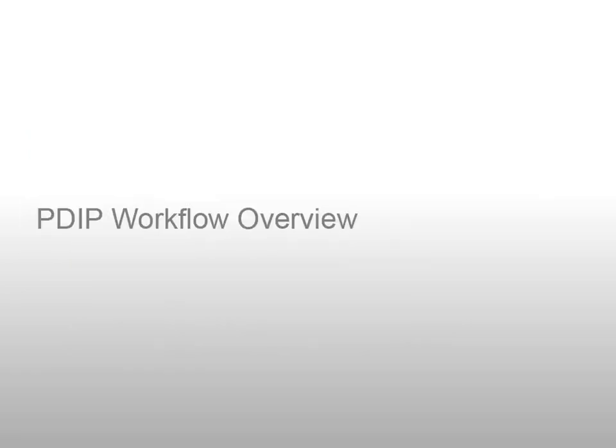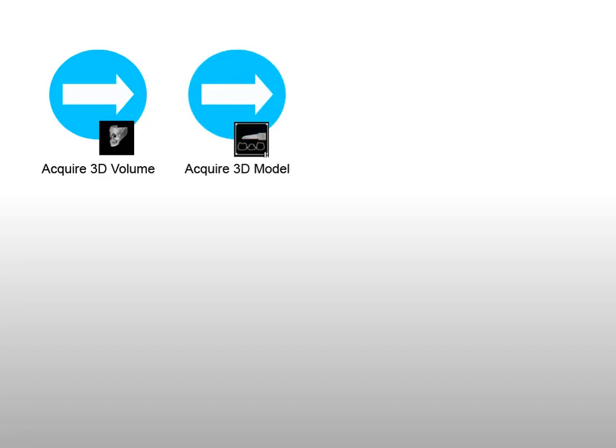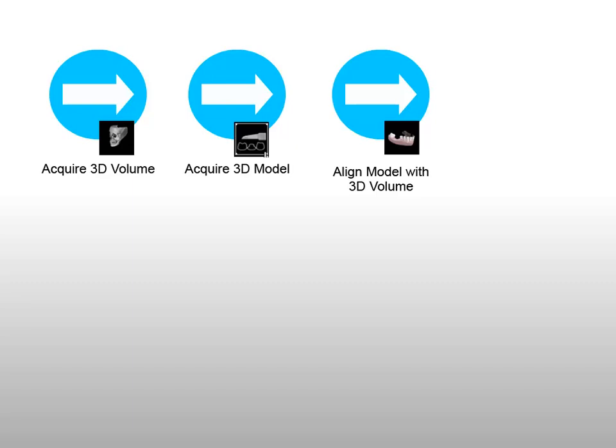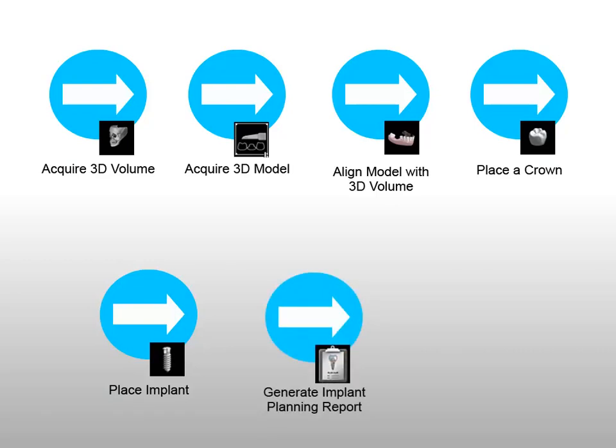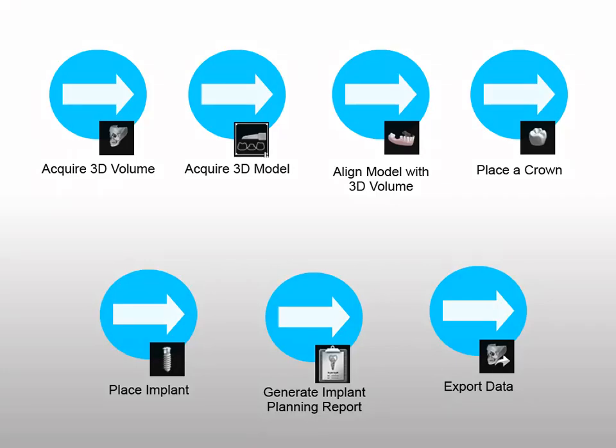The prosthetic-driven implant planning workflow includes these steps. Acquire a patient 3D volume. Acquire a patient 3D model using CS8100 3D, CS9300 units, or CS3500, 3600 intraoral scanners. Align the model with the 3D volume. Place the crown. Place the implant. And generate an implant planning report, or export the datasets for use with a third-party guided surgery system.